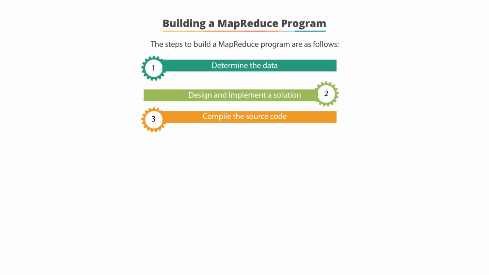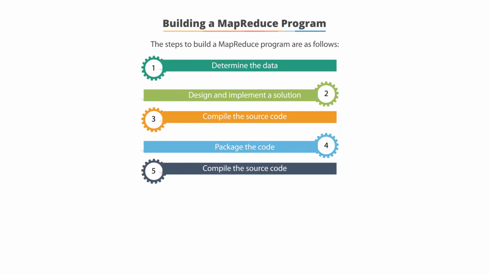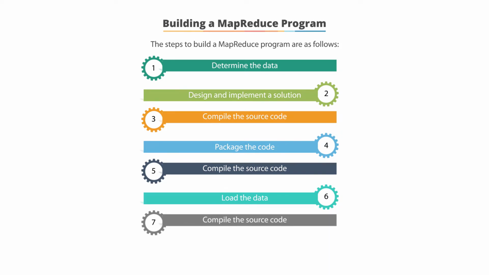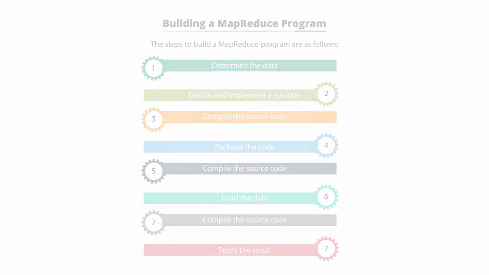Compile the source code with Hadoop core and package the code as a jar executable. Configure the application job as the number of mapper and reducer tasks and the number of input and output streams. Then load the data or use it on previously available data and then launch and monitor the job. You can then study the results and repeat any of the previous steps as needed.